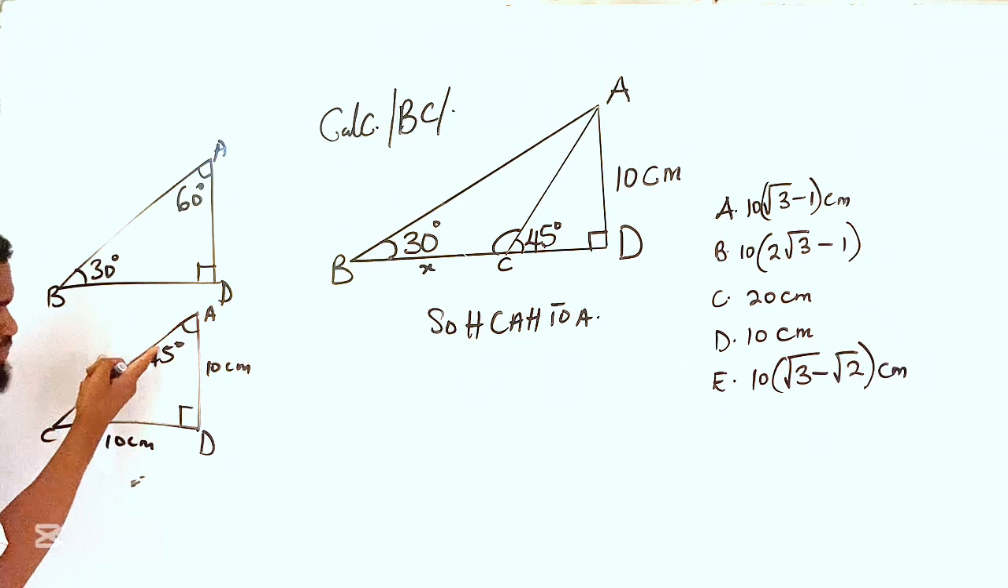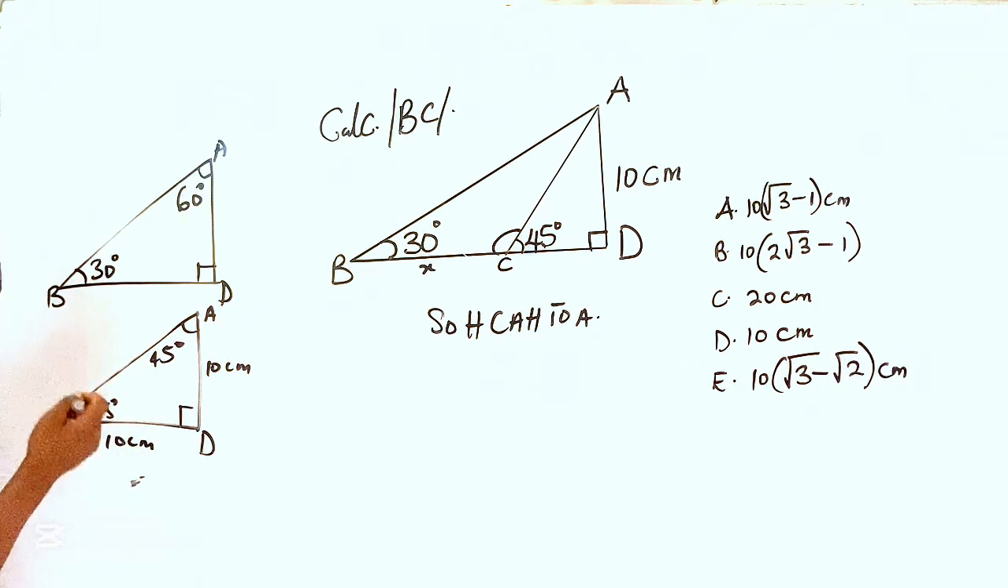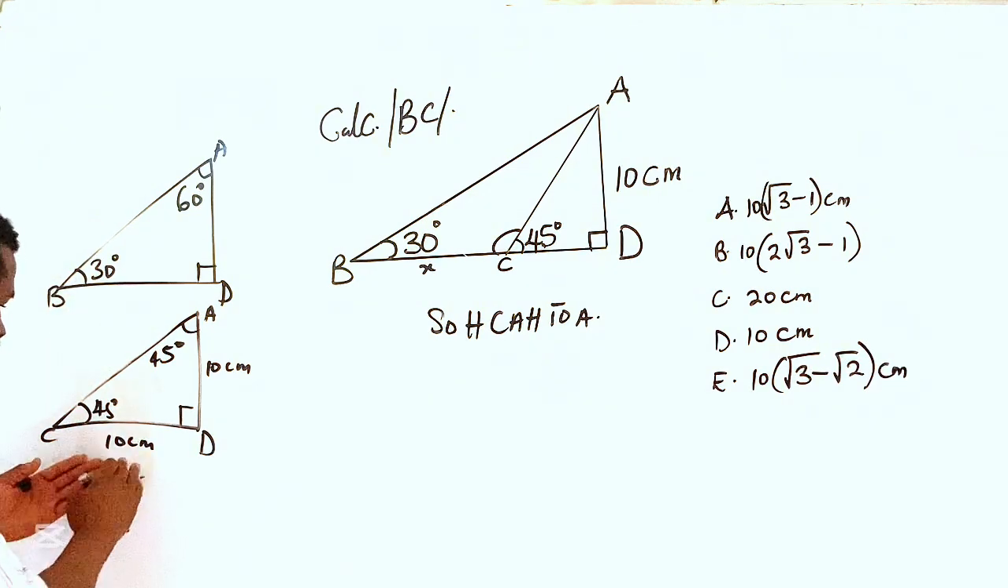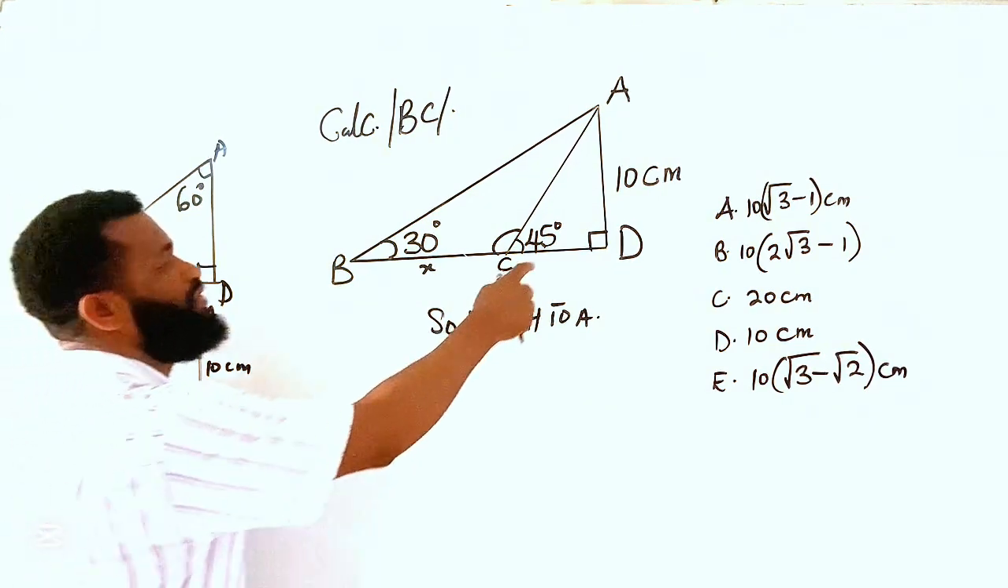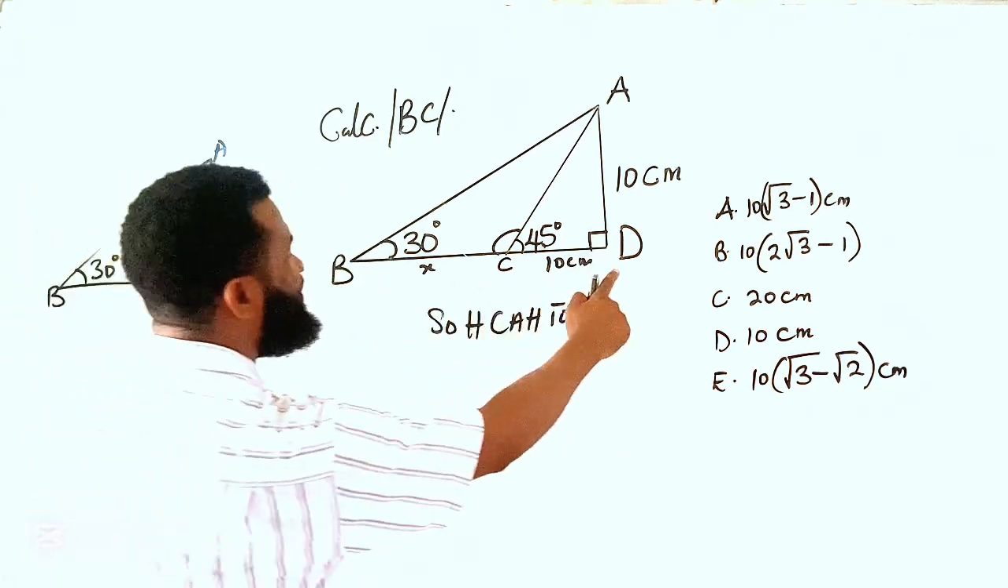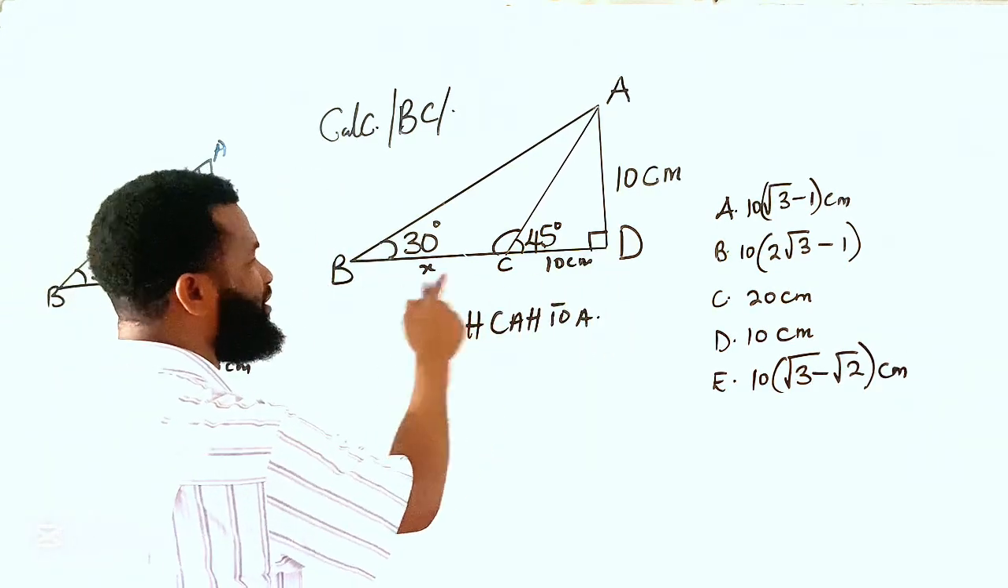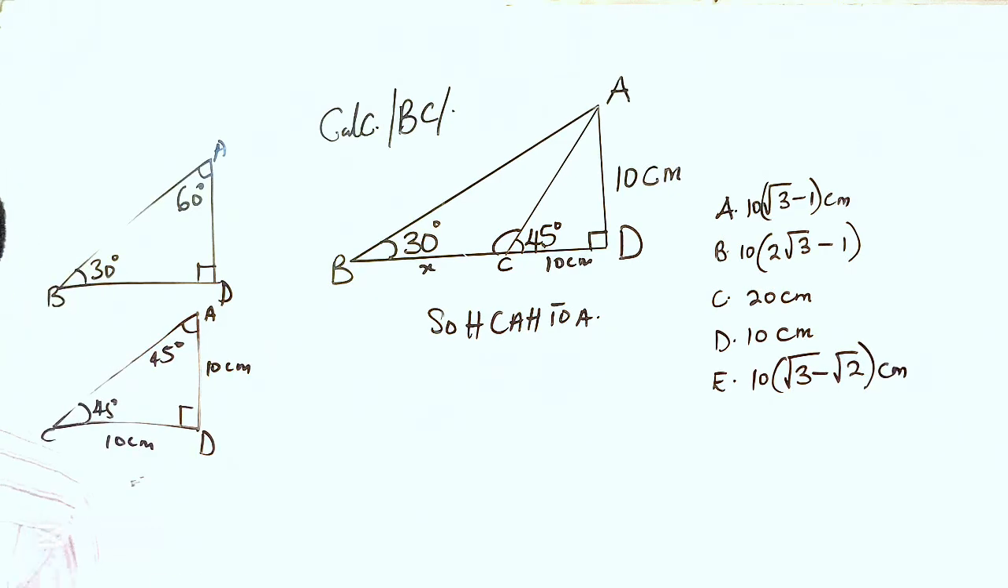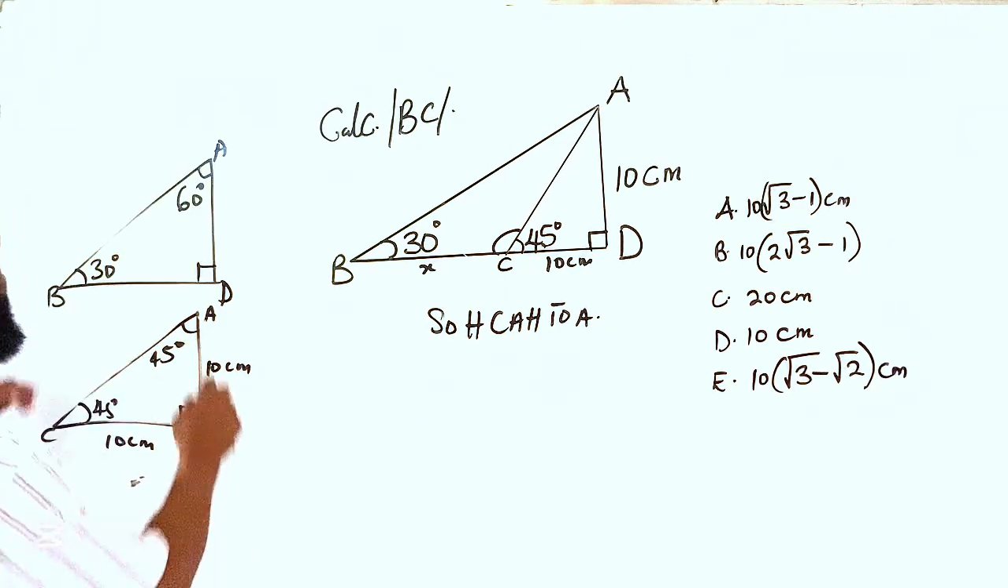Why? Because the base angles of an isosceles triangle are equal when the lengths are equal. So I can put this place to be 10. Therefore, this place is 10 cm. Now, BD is x plus 10. So let me go to the first triangle. This is the first triangle.